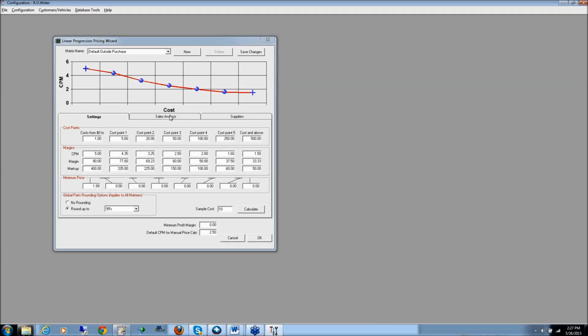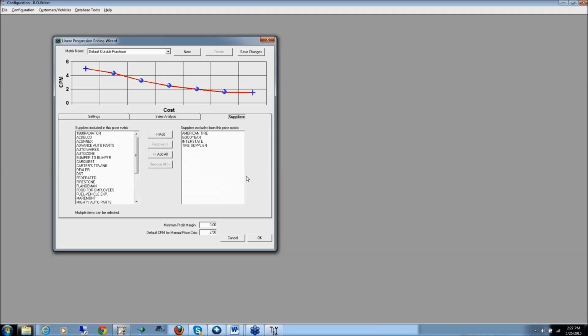I'm going to skip over the second one that says sales analysis for just a second to go to the tab that says suppliers. So this is my list of suppliers in RO Writer. And these are the ones that are included in this price matrix. In my case, I have 4 suppliers that are excluded from this price matrix, my tire suppliers as well as my battery suppliers. So everybody else falls into this matrix here, but I could add another matrix if I wanted.